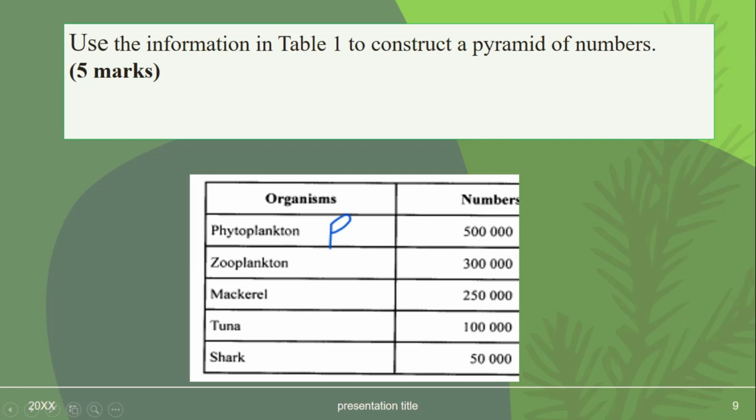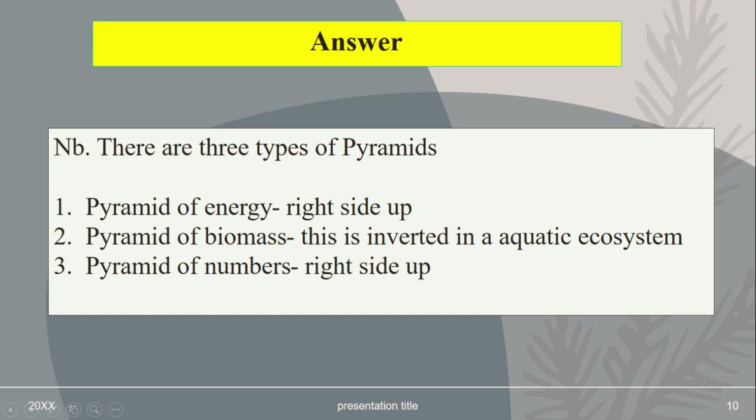But before we go into that, let me give you some important points. So there are three types of pyramids that you basically learn. You have the pyramid of energy, you have the pyramid of biomass, and the pyramid of numbers. Now, the pyramid of energy and the pyramid of numbers are normally right side up for land and marine environments, but the pyramid of biomass is right side up for land, and in the marine environment it is upside down. We will soon explain all of that. All right, but then let's move on.